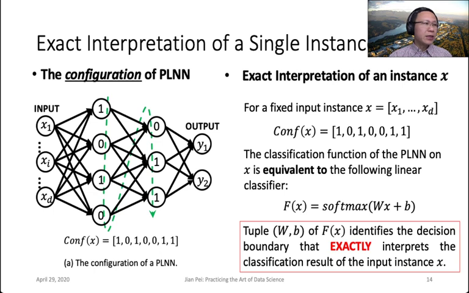For a fixed input instance X, the configuration is fixed. In this case, the classification function of the PLNN on X is equivalent to a linear classifier. The closed form of the linear classifier can be easily computed by a forward propagation, and the tuple of W and B just identifies the decision boundary that exactly interprets the classification result of X. This is how we can compute the exact interpretation of a single input instance.